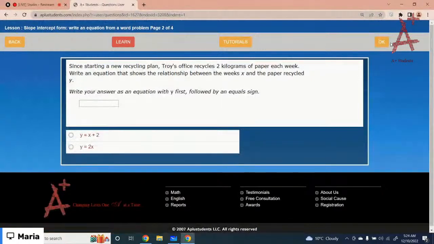Okay, just understand the question and you'll get the equation. Writing equations from word problems is a bit easy. Let me read the next one. Just listen to me carefully.